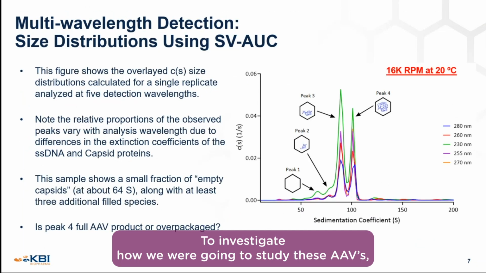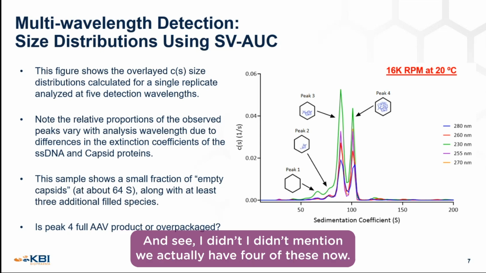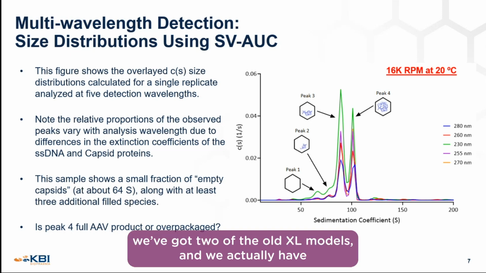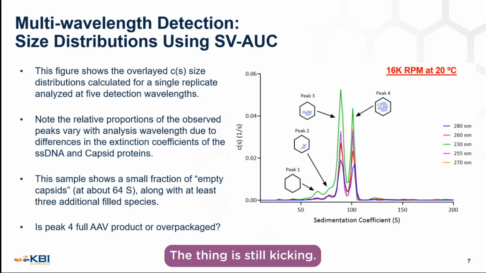To investigate how we were going to study these AAVs, using our new Beckman Optima. You see, I didn't mention we actually have 4 of these now. So we have 4 of the Optima AUCs in the lab. We've got 2 of the old XL models, and we actually have 1 of the really old XLA model from back in the 90s. Things still kicking.